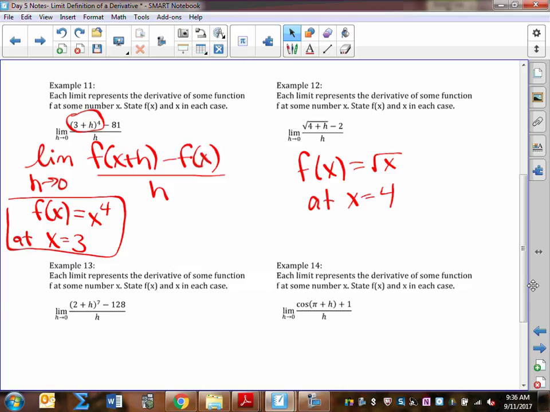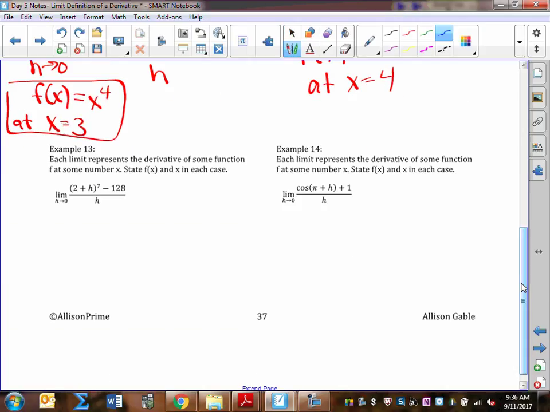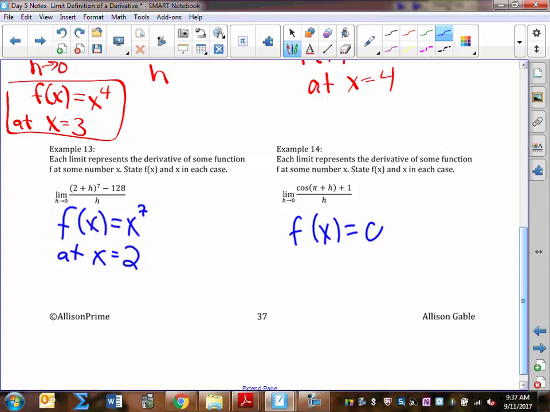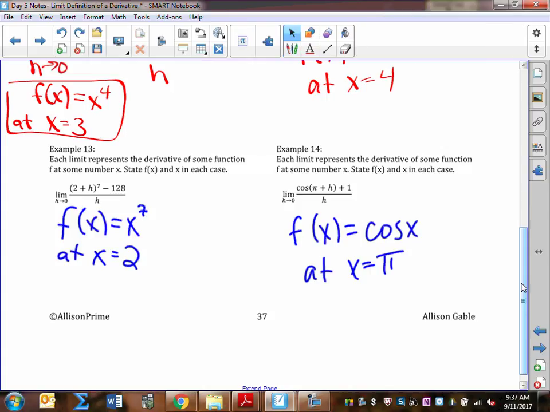What do we get for our function for number 13? Okay, x to the 7th. And what was the x value that we're looking at? Good. And then what did we get from number 14? Good, square root of x. And what value are we looking at?